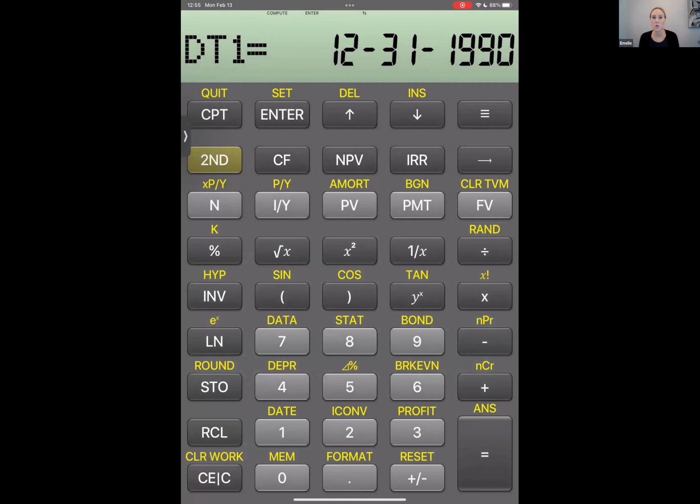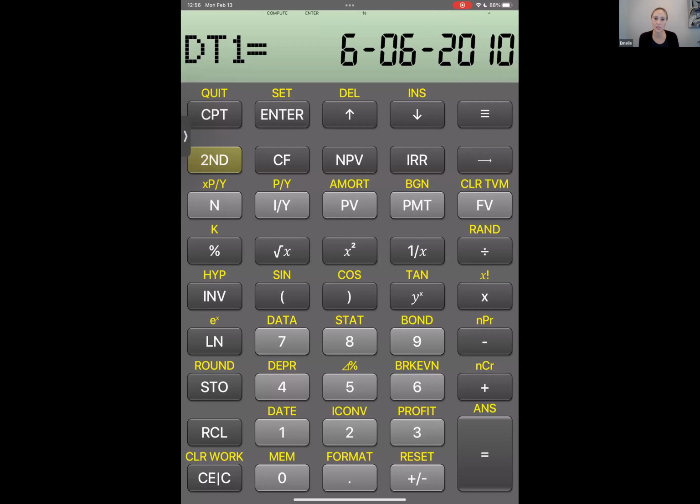So let's do maybe June 6th. June month 06, day 06, and then year 1910. So then 10. Notice how it doesn't save anything yet. What you have to do is hit enter to save it. And what you'll notice is that the equal sign after date 1 will show up, and that's how you know that it's registered it.